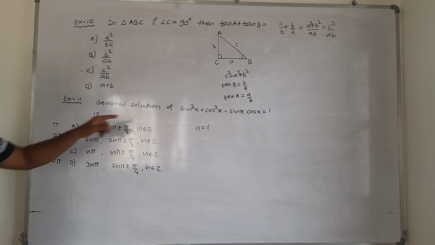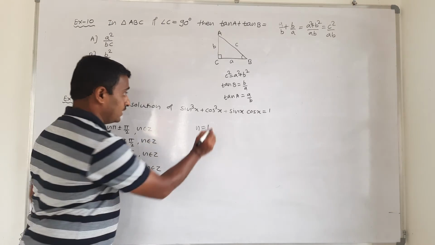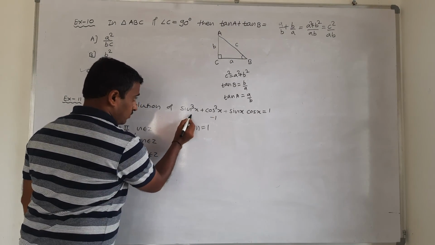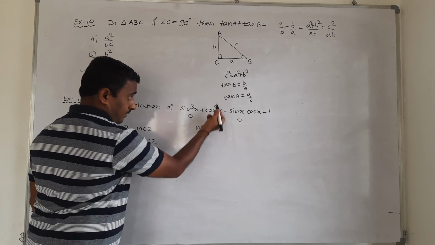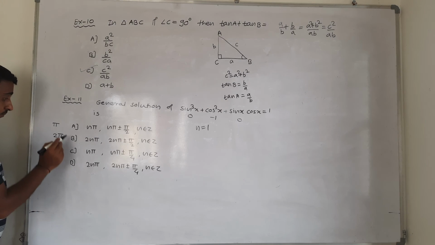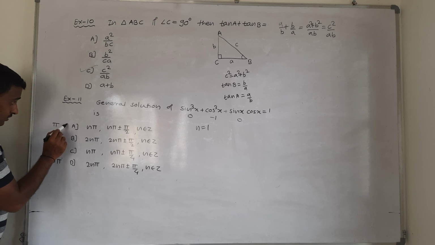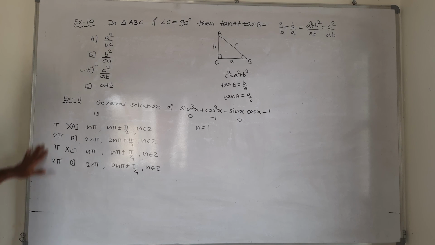For pi, sin pi is 0, cos pi is minus 1, cube minus 1, and sin pi is 0, so sin x cos x is 0. LHS is minus 1, RHS is 1, therefore pi is not the solution. Pi is not a solution, therefore A and C are cancelled. For n equal to 1, these are the roots.